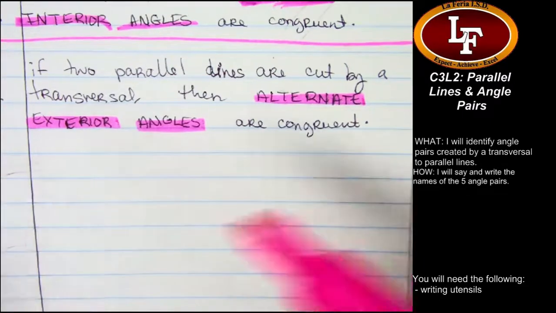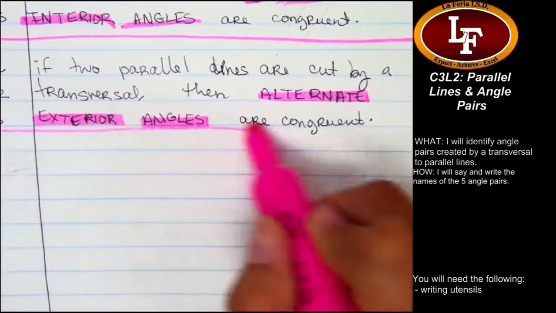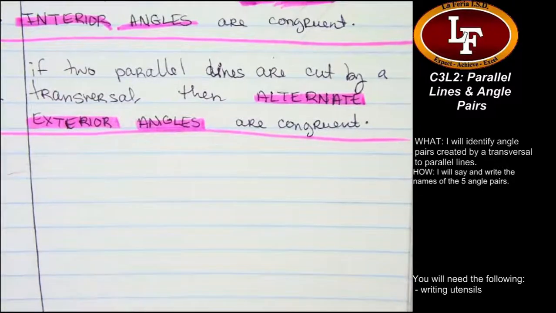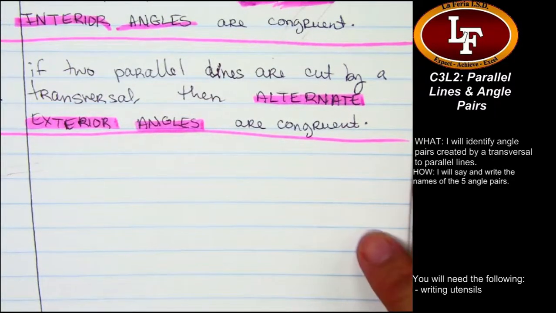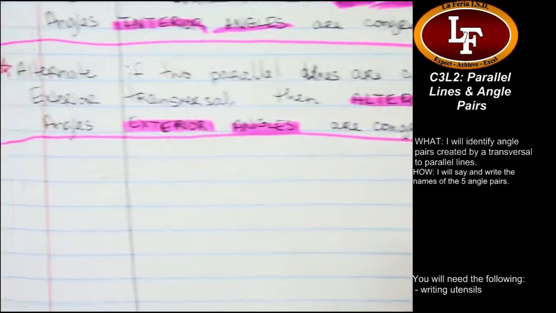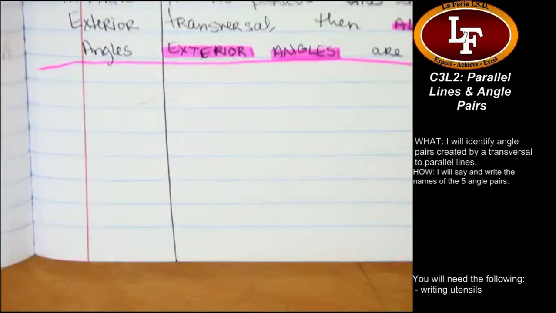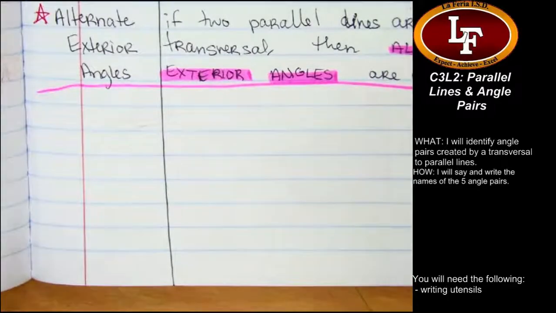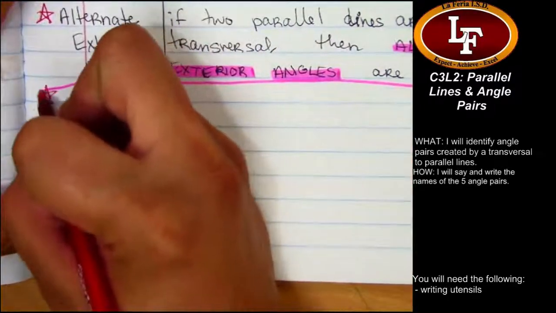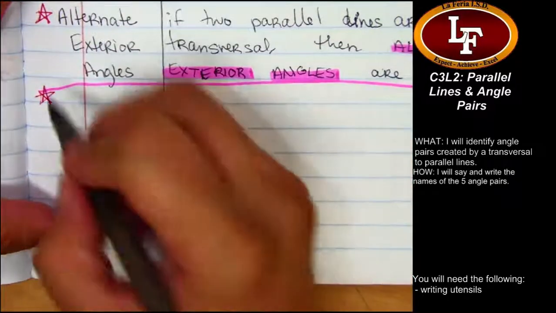We'll draw pictures in just a moment. Pause the video now, make sure you have this written down. Let's go on. We have two more angle pairs to get through, and these are the same side angle pairs.